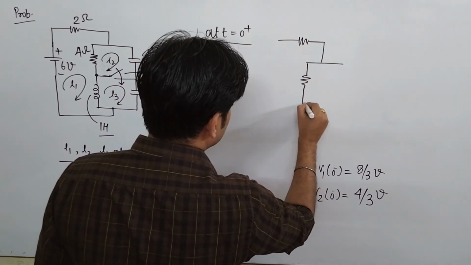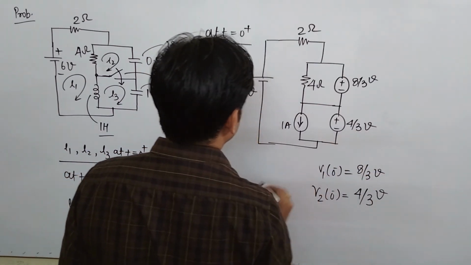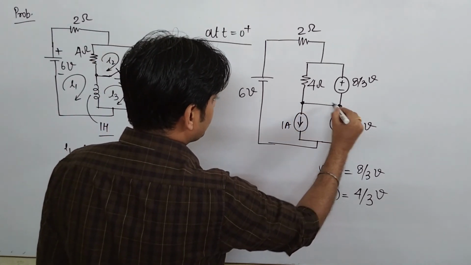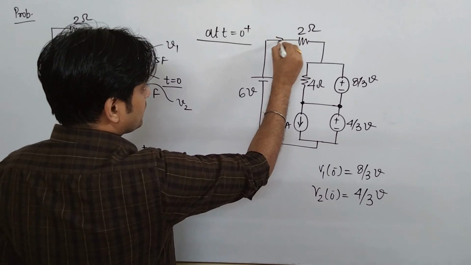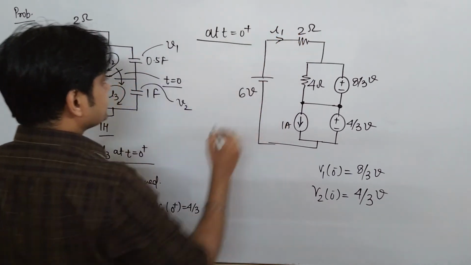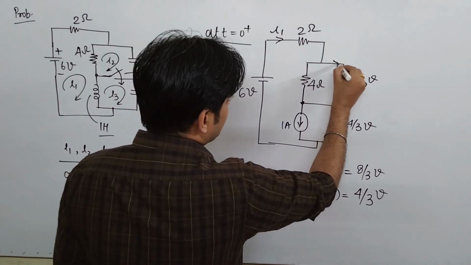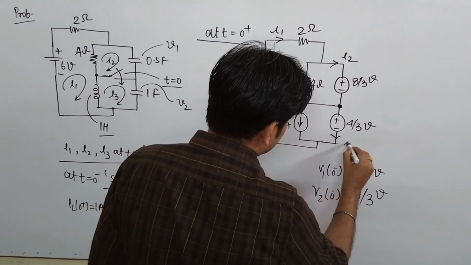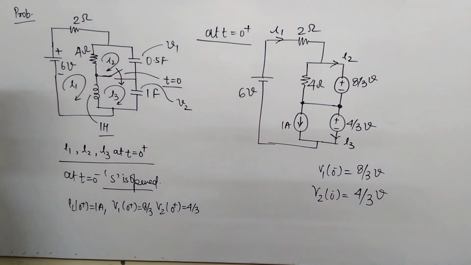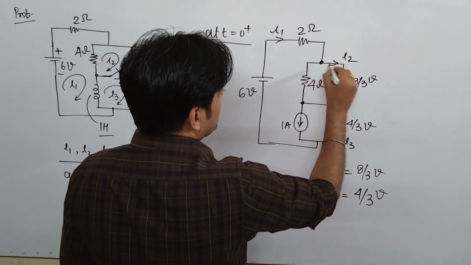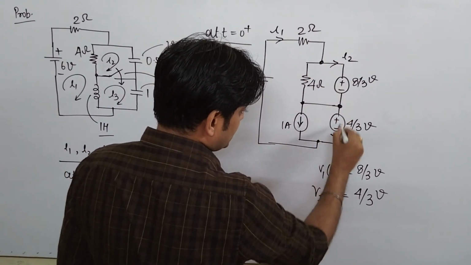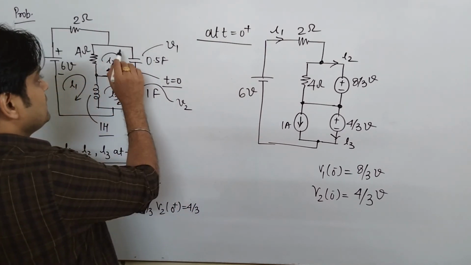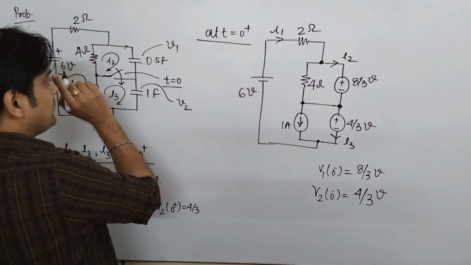Now this is our problem at t equal to 0 positive, where the switch is getting closed. Now if you see, this I1 is the current which is flowing here. Similarly, can you say that I2 is the current which is flowing here? Yes. And I3 is the current which is flowing here. This is just based on the current which is mentioned here. This I2 is basically the current which is flowing in this branch, very important.